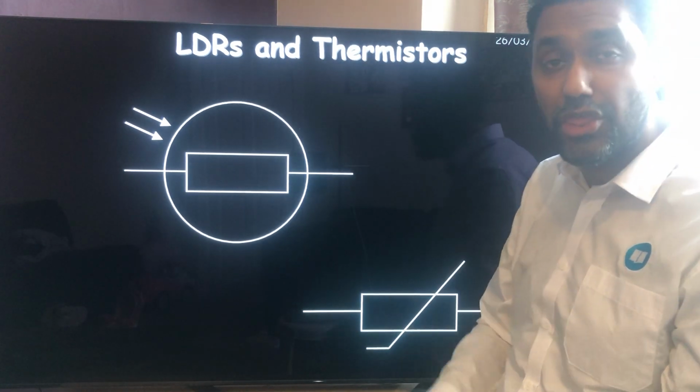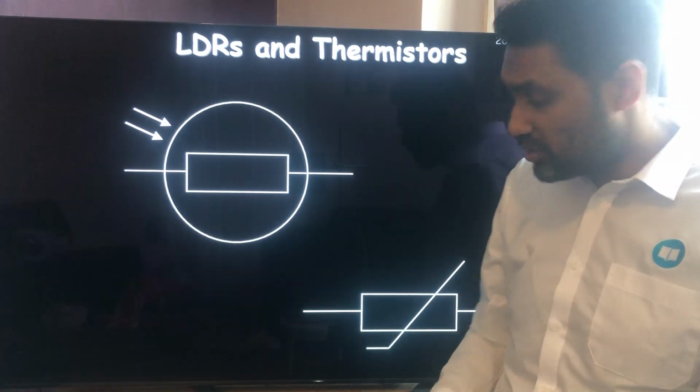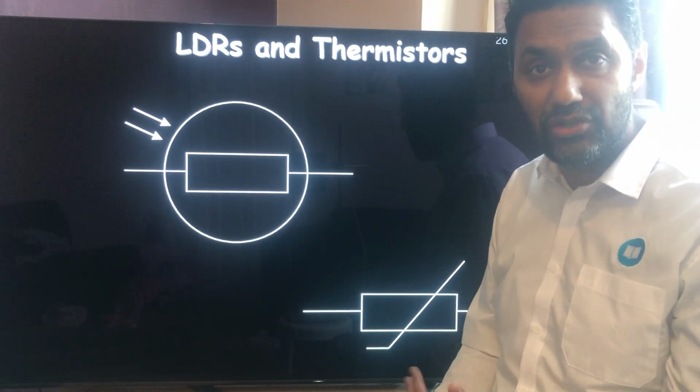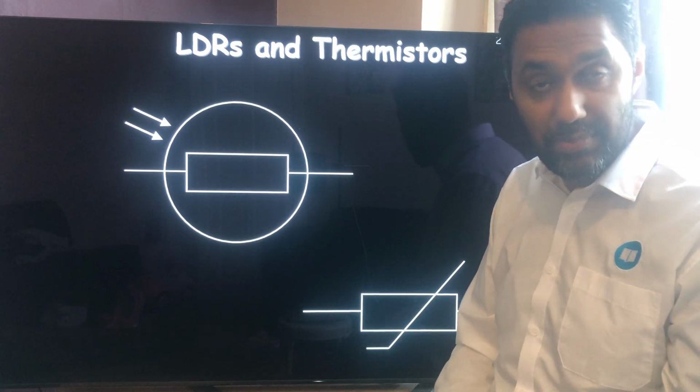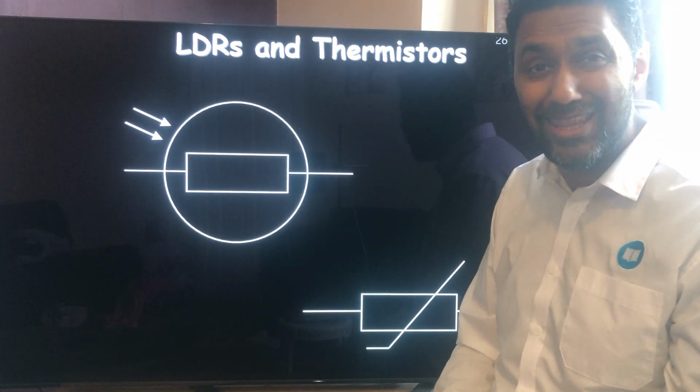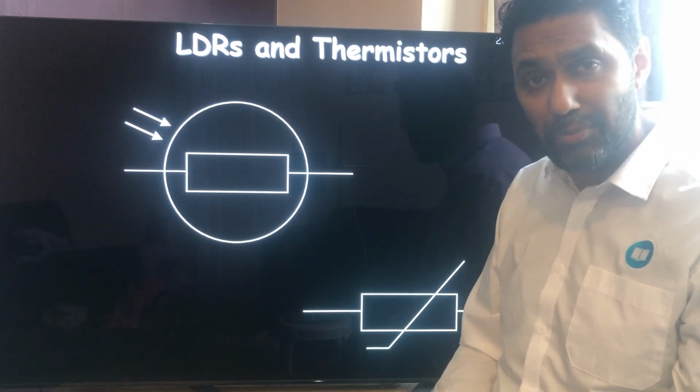What does the therm represent? Therm meaning heat. So this resistor will behave differently depending on the heat. This resistor will behave differently depending on the light. Now, where would we see these components?